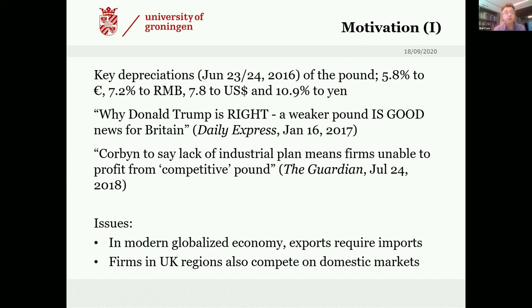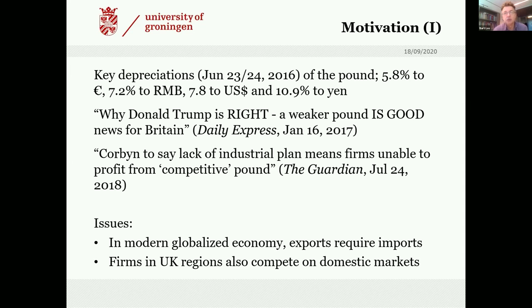Today I would like to talk about one of the immediate consequences of the outcome of the Brexit referendum in June 2016, which relates to the depreciation of the pound as compared to other currencies of major trade partners like the euro area. So the pound lost close to 6% overnight. It lost about 8% to the US dollar and almost 11% to the yen, for example.